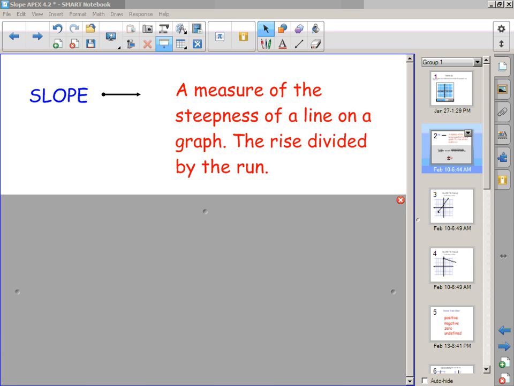Welcome, class. This next lesson we want to talk about is section 4.2 on slope. Slope is a measure of the steepness of a line on a graph. It's the rise divided by the run. So the slope is how steep a line is.